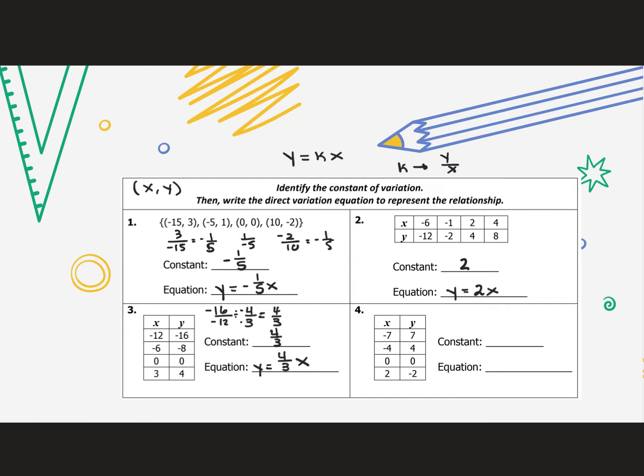All right. For number 4, I want you to pause the video and tell me the constant and the equation. All right, so looking here, we have 7 over negative 7, which is going to give me a negative 1, 4 over negative 4, which is going to give me a negative 1, and negative 2 over 2, which is going to give me negative 1. So the constant is negative 1, and we have y equals negative x.